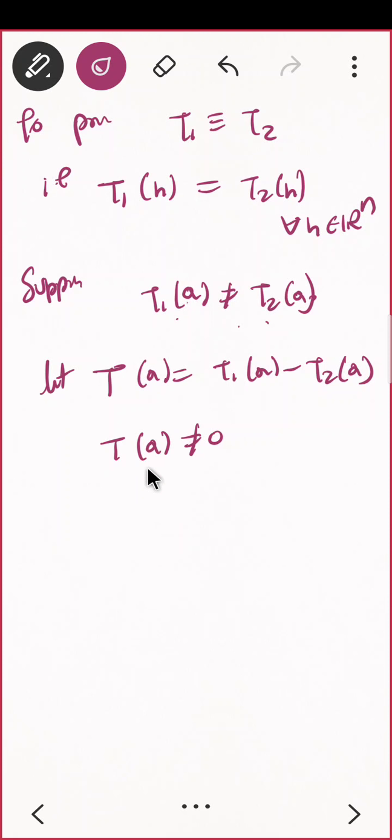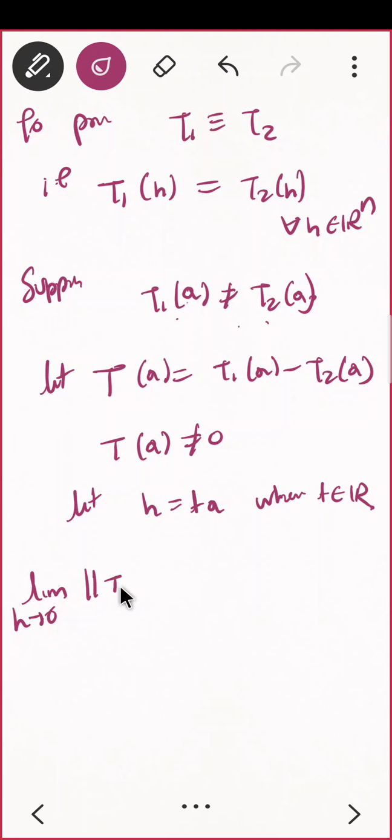So now let us relate this h. Let h equal to ta, where t is any real number, t belongs to R. So what can you say about this limit? Limit h tending to 0, norm of t of h with m coordinate upon norm h with n. What can you say about this? h tending to 0, but what is your h? That is limit ta tending to 0. So in the place of h you will write ta.